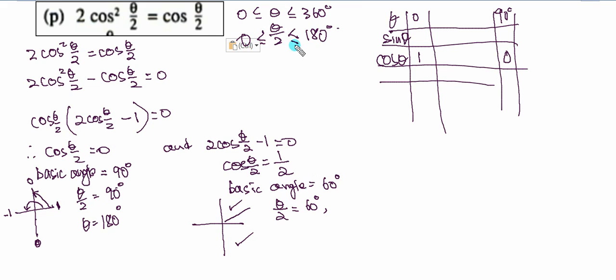Now let's look at the domain. We go up to 180. So I only can include the first quadrant. I cannot include the fourth quadrant based on this. Okay. So the answer is this. I cannot have any more. So theta becomes 120. So the final answer theta should be equal to 120 and 180. Okay, that's it.